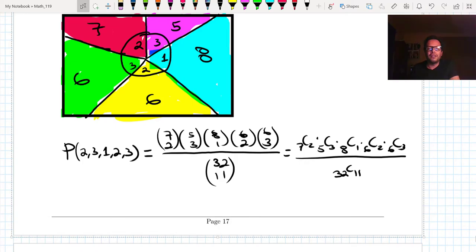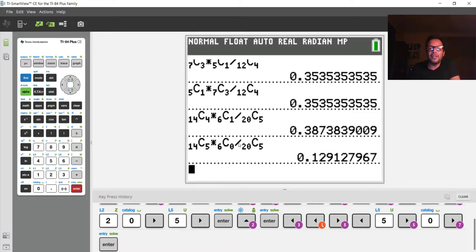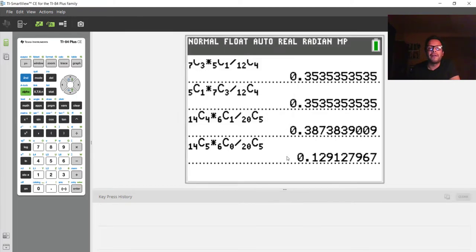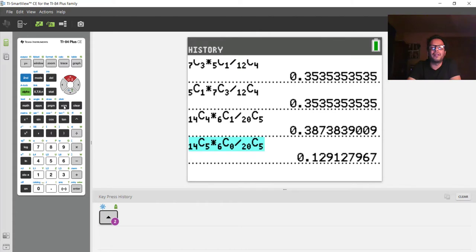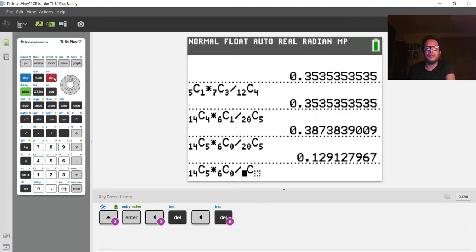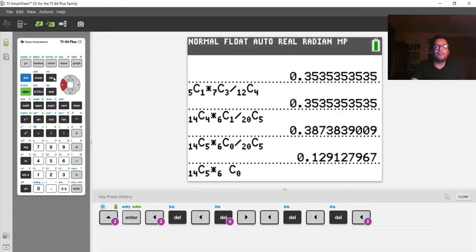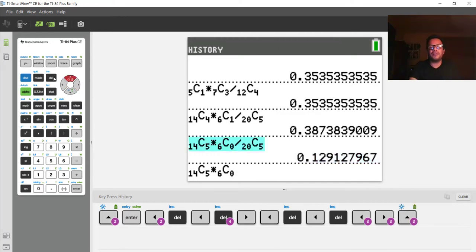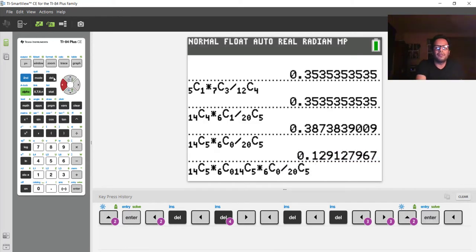It's going to take a good minute, but the good thing is I still have the calculations I did for the earlier section, the hypergeometric, and I'm going to delete this 5, this 20, and the entire operator here, the combination. I'm going to delete the division sign.